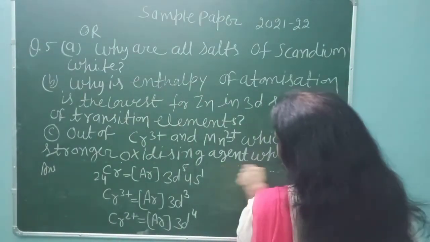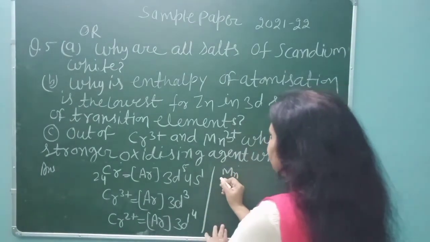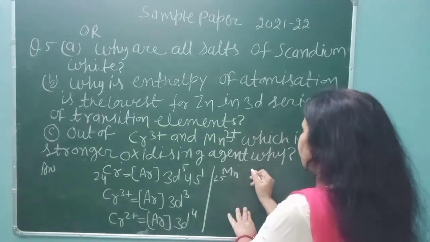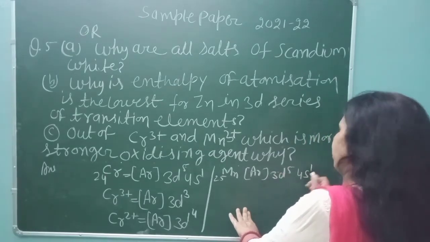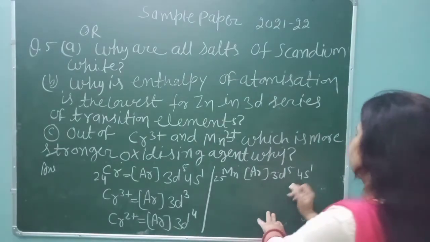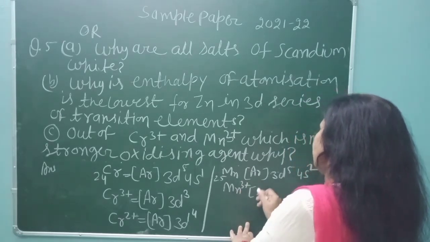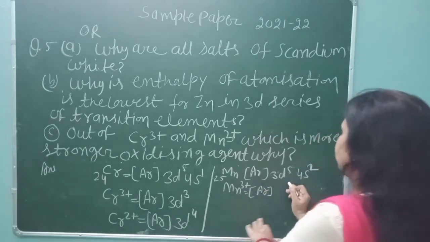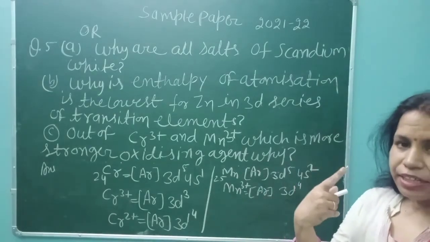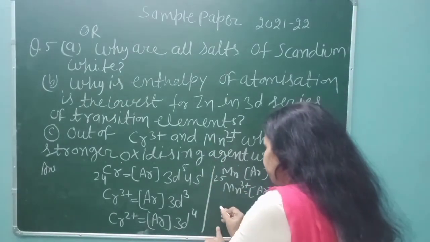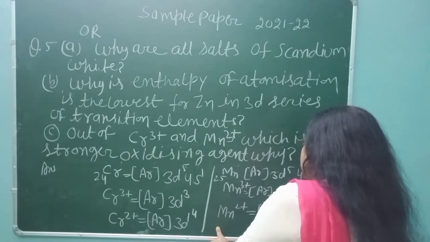Now if you write oxidation and reduction for Mn, what is the electronic configuration for Mn? Let's see, Mn is 25. So how to write? Argon 3d5 4s2. In Mn3+, how to write? Mn3+ means two electrons from 4s and one from 3d, so argon 3d4. When it attracts one electron, it converts into Mn2+. So argon now 3d5.